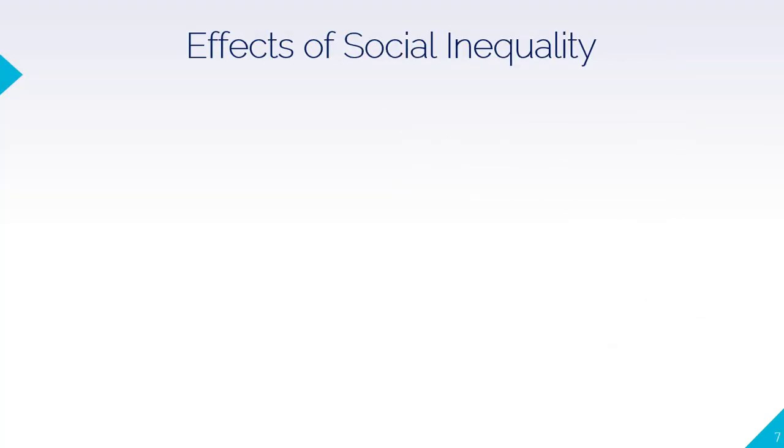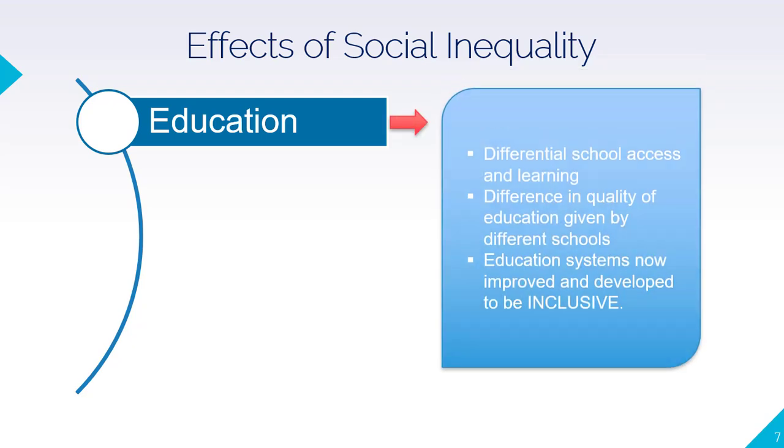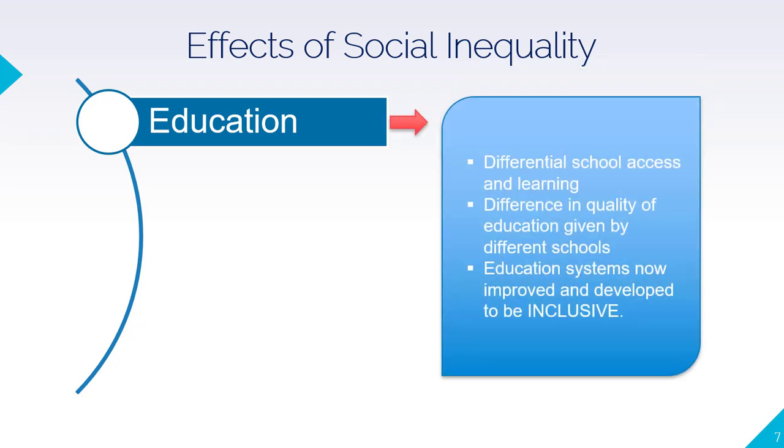There are many effects stemming from social inequality. The following are some of the common effects of social inequality. First, education. It was only in the formation of the United Nations that the notion of education being a basic human right was fully established. Due to different social inequality, this has caused differential school access and learning.